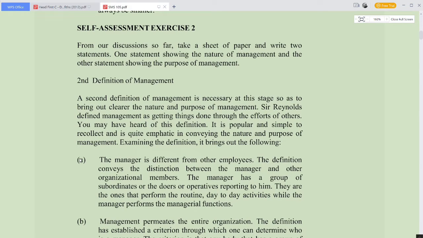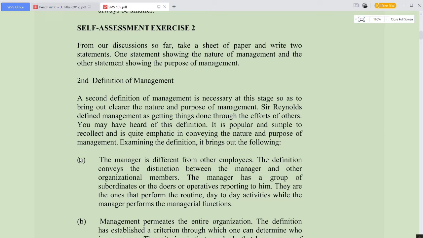Second definition of management. The second definition of management is necessary at this stage so as to bring out clearer the nature and purpose of management. Sir Reynolds defined management as getting things done through the effort of others. You may have heard of this definition. This is popular and simple to recollect, and it's quite emphatic in conveying the nature and purpose of management. Examining the definition, it brings out the following.